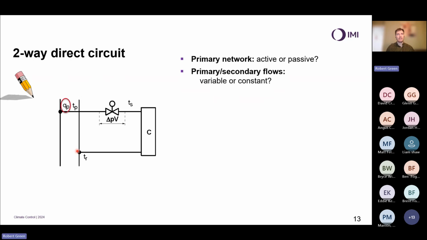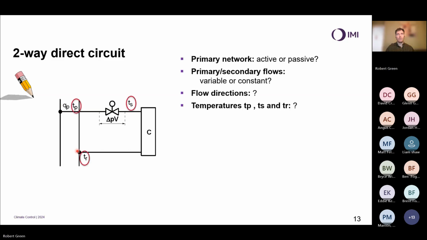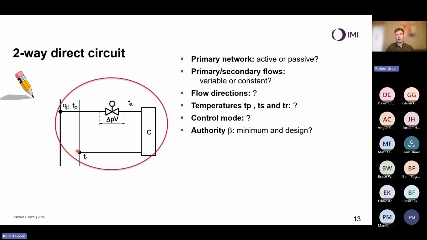My primary and secondary flows, are they variable? Are they constant? What is the flow direction in the circuit? What are my temperatures? My primary temperature, my secondary temperature. So my primary from the system, my secondary serving the device, and my return temperature coming back into the system. What control mode do we need? Does it want to be on off? Fully proportional? 3-point raise lower? My minimum and my design authority?